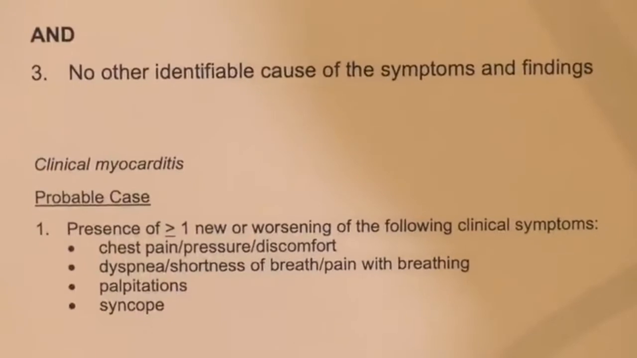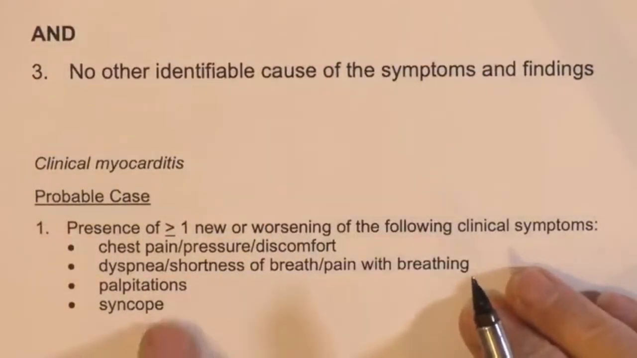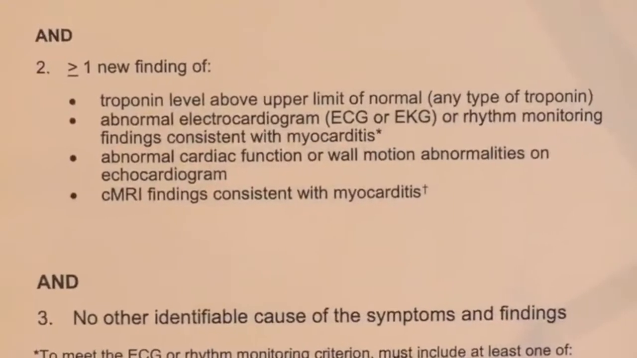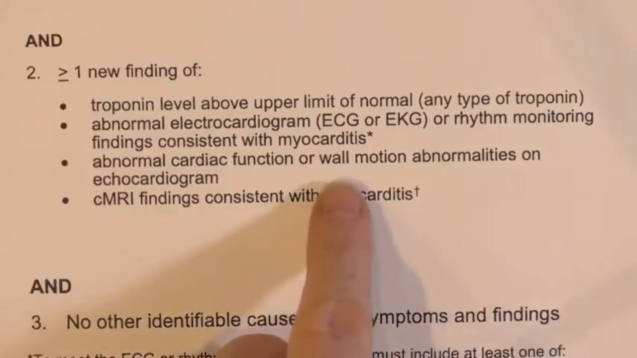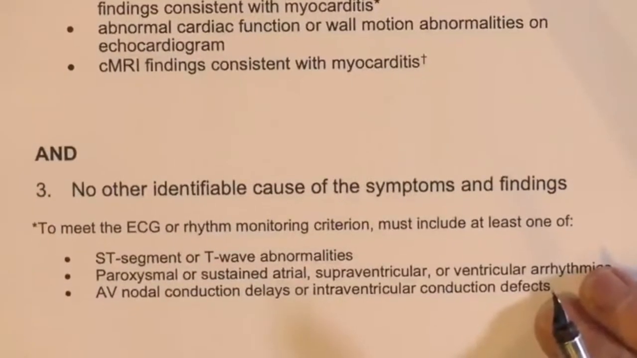To be a probable case, you need those same things as well, those same clinical criteria. And you also need troponin levels above the upper limit, fair enough, an abnormal ECG or rhythm consistent with myocarditis, abnormal cardiac function or wall motion, as we said, with MRI or sometimes ultrasound scan, or MRI findings. So they're making it quite difficult, and eliminating cases.